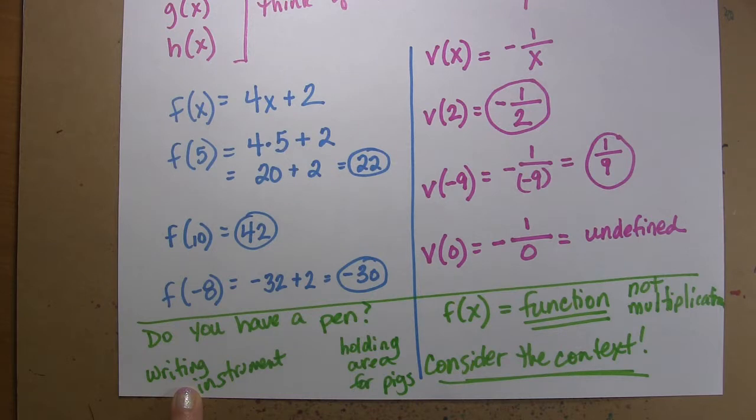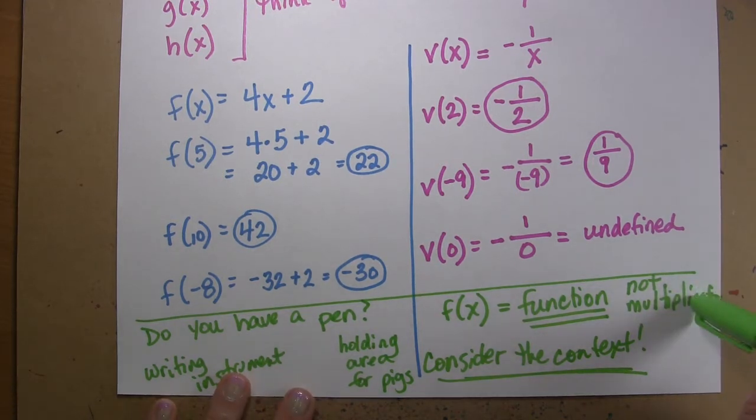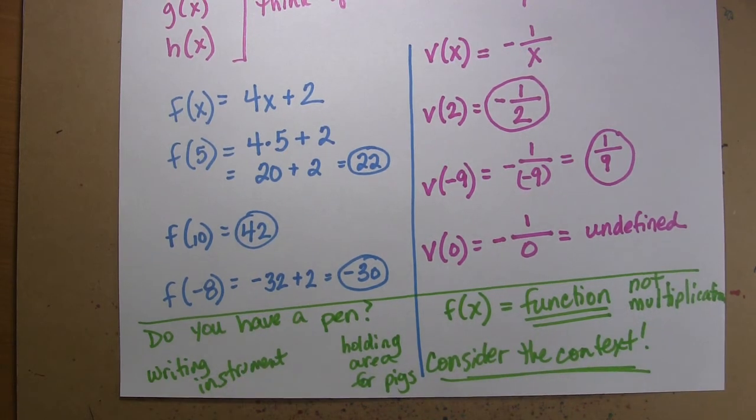If the person that you're talking to is a teacher, they probably mean writing instrument. If you're talking to a farmer or a veterinarian, then they might very well mean a holding area for pigs. You have to think about the context so that you know what's going on. Same thing here. When you see this terminology, they're talking about function, not multiplication. Be wise.